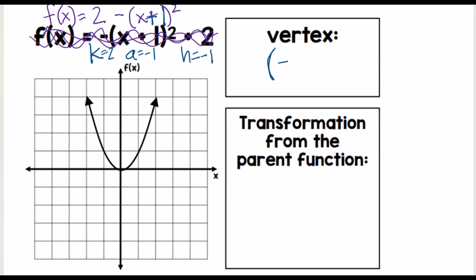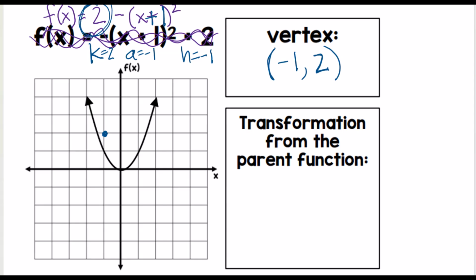Alrighty, so H, K is the vertex. So that means H is -1, right? Because it's the opposite sign. K is that number that's being added or subtracted. So it's going to be 2. Right? So the vertex is -1, 2.